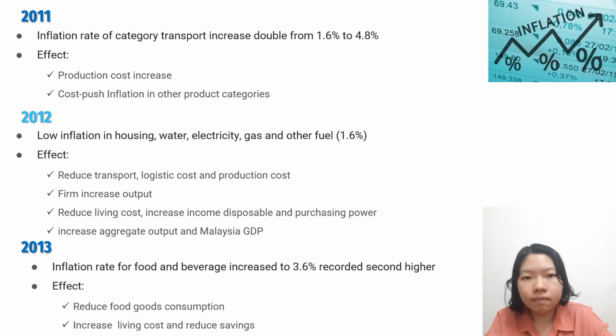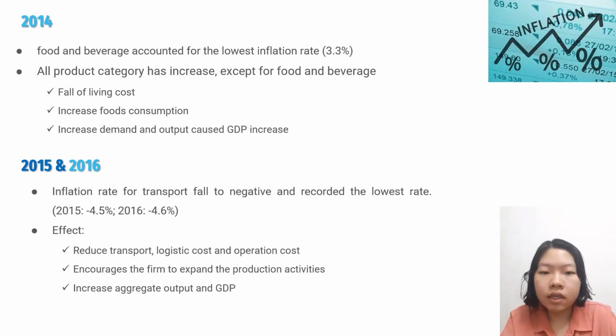Well, in 2014, the food and beverage category has accounted for the lower inflation rate. Inflation rate for all product categories has decreased, except for food and beverage. As the majority of Malaysians spend a large portion of their income on food consumption, when the food price has fallen, it will cause the living cost of households to reduce and increase the food consumption. This has led to the increase of Malaysia's aggregate demand, which will urge the output growth and cause the Malaysia GDP to increase.